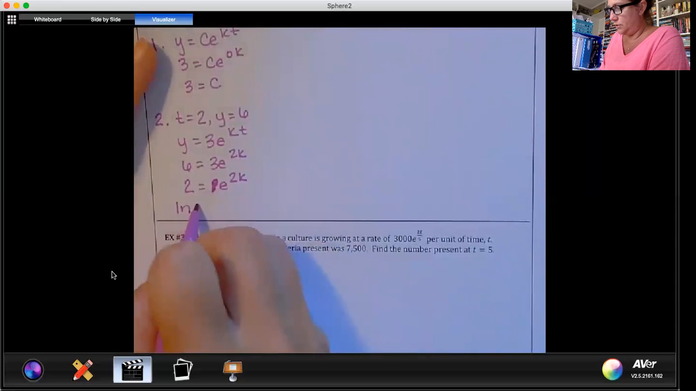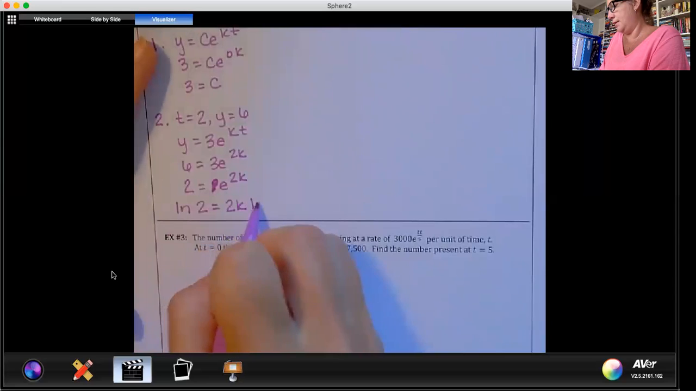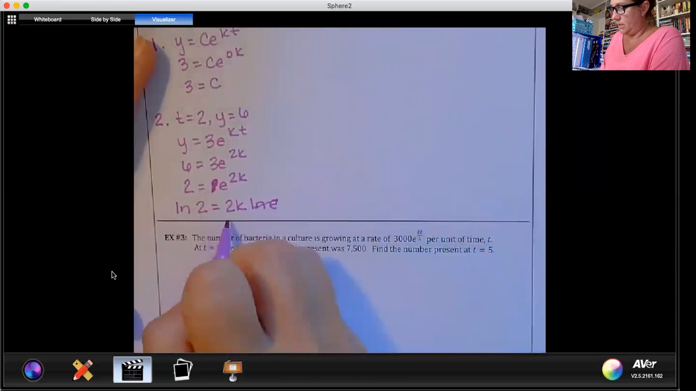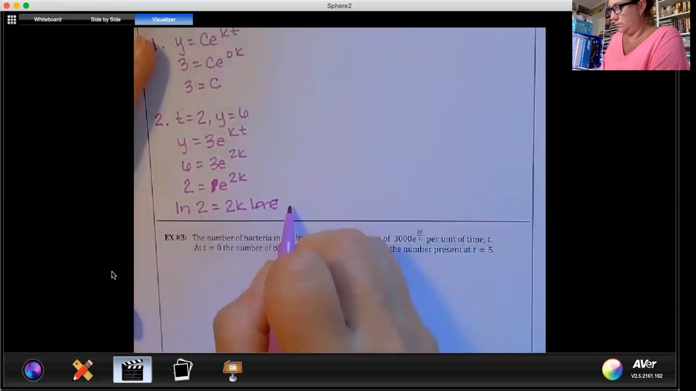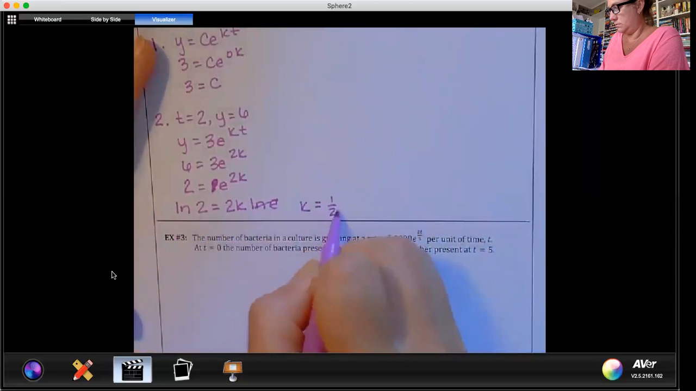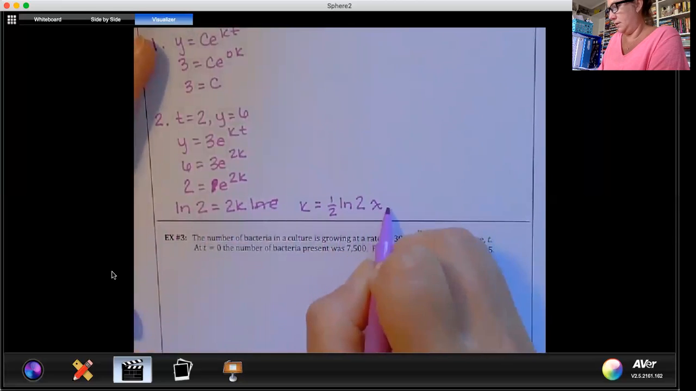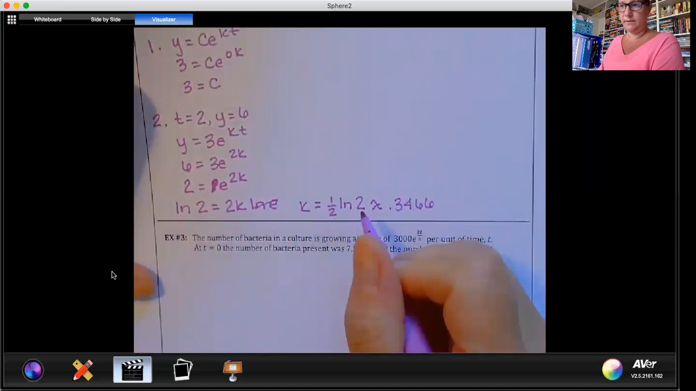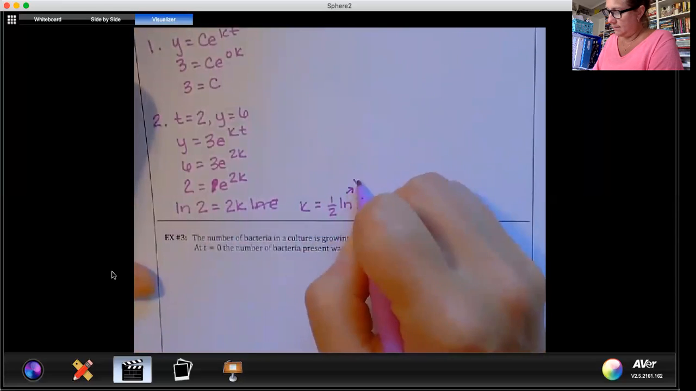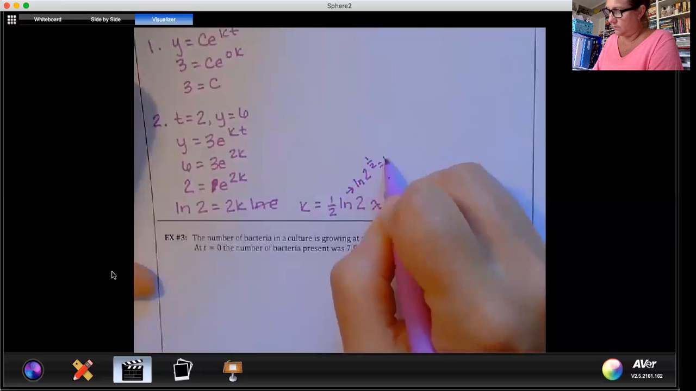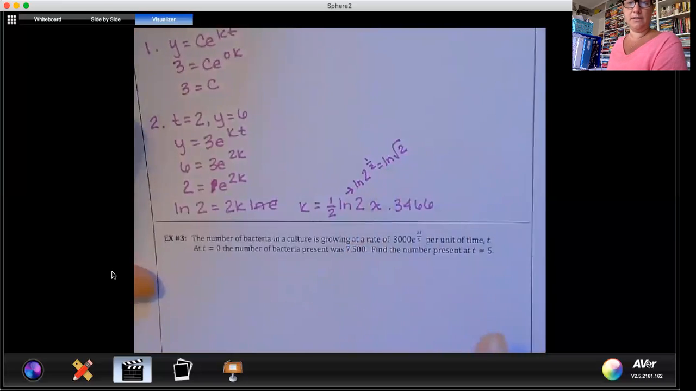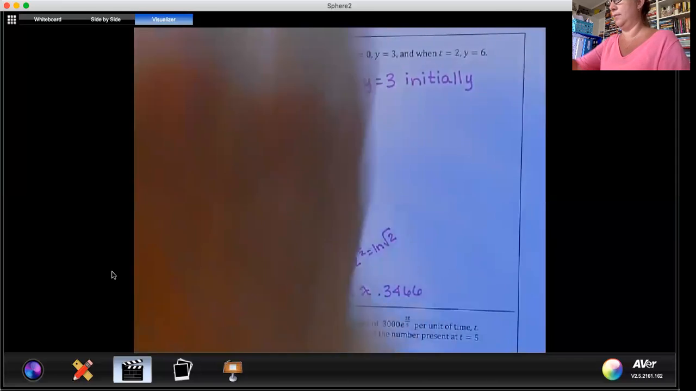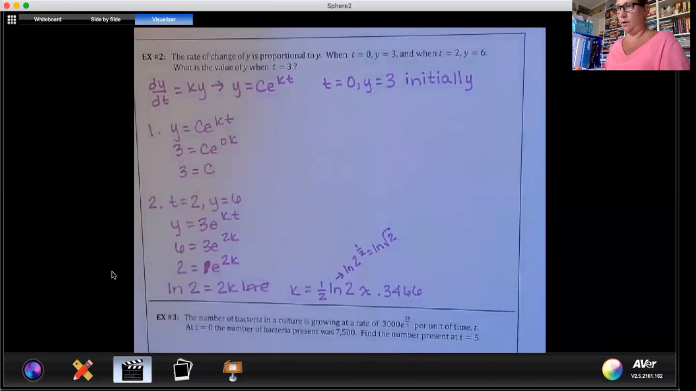So ln2 equals 2k, taking ln on both sides to solve for k. So k equals ln2 divided by 2, which is approximately 0.3466. Now, 1/2 ln2 is the same as ln of 2 to the 1/2, which is ln square root of 2. We're going to use that here in just a second, because that is an approximation, and we do not want an approximation yet in our problem.